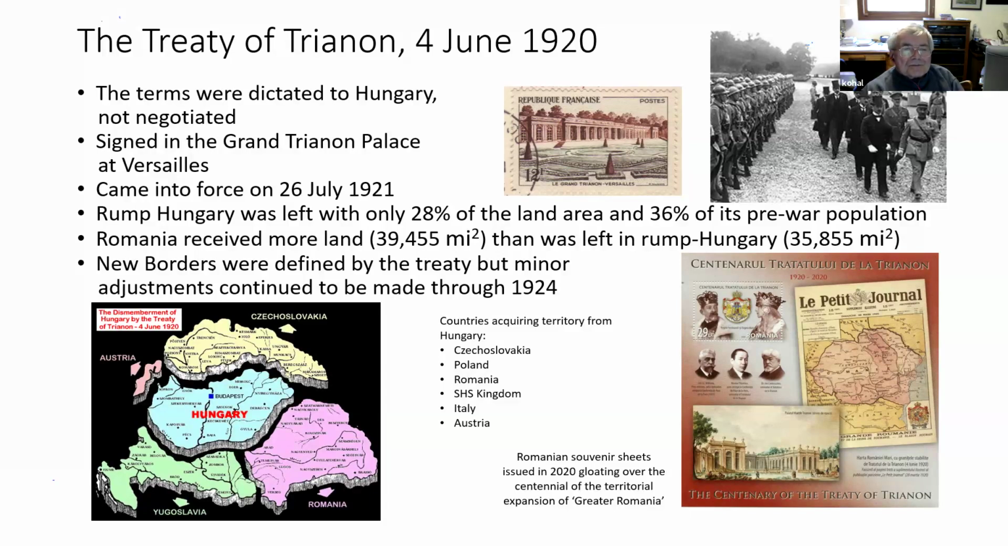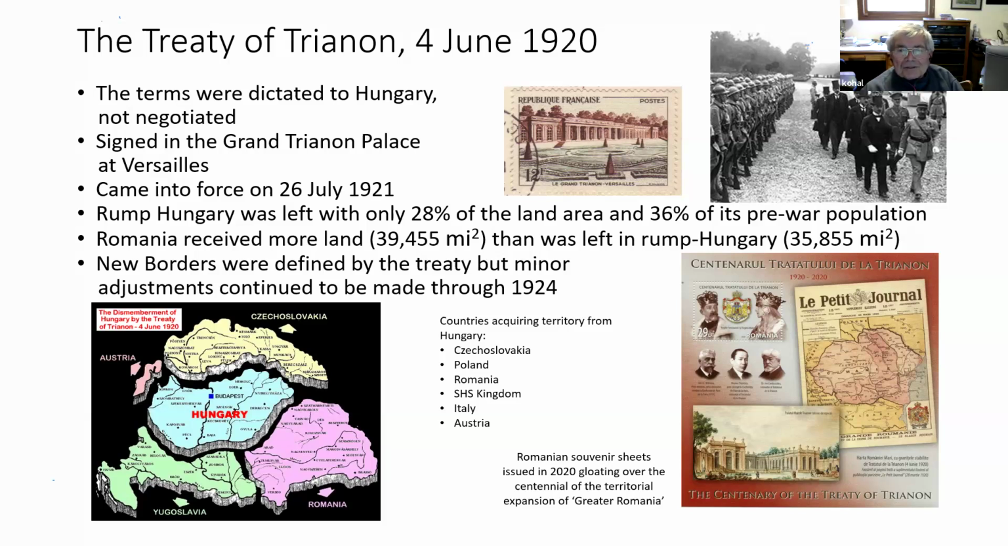But the borders did get minor adjustments through 1924. Now, there were six countries that benefited from this dismemberment: Czechoslovakia, Poland, Romania, the SHS Kingdom, Italy, and Austria.